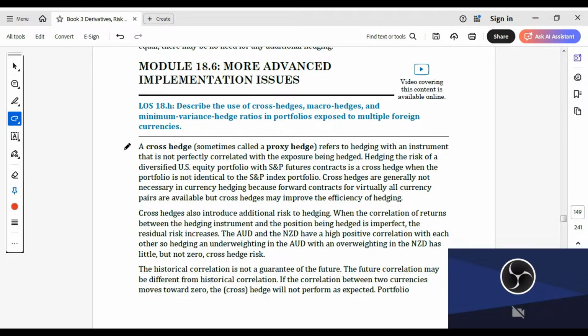Then remember this term cross hedge or proxy hedge. Means you have exposure to some currency which is not available in futures, so you are using another currency which is strongly related to that currency. That is a cross hedge or proxy hedge. Suppose you have exposure to Bangladeshi rupee, but you are hedging it via Indian rupee. That's a cross hedge. Obviously, they will introduce additional risk to hedging.